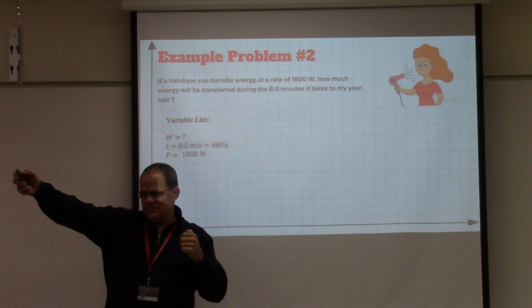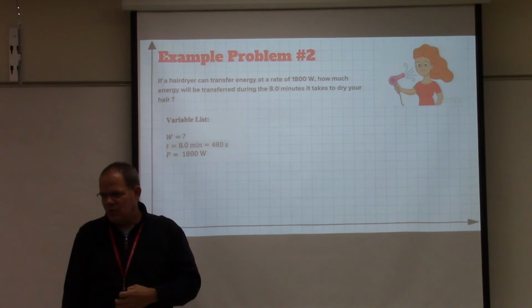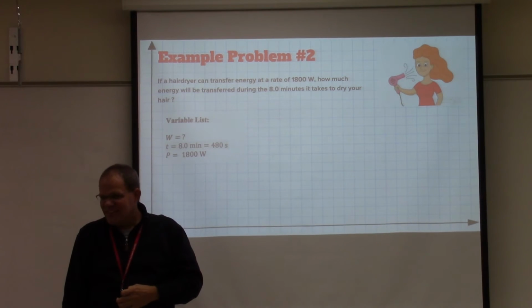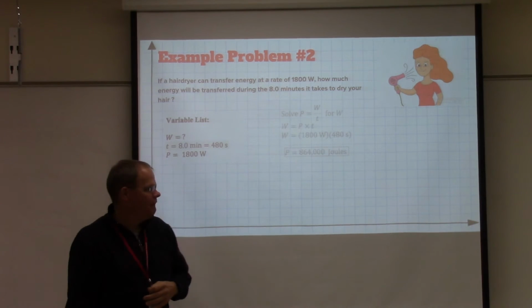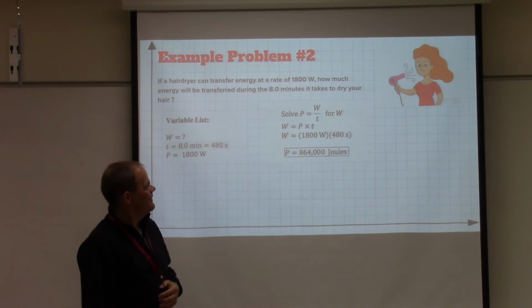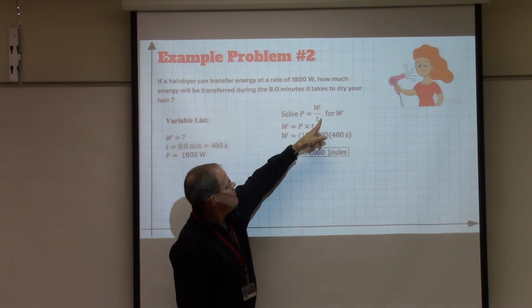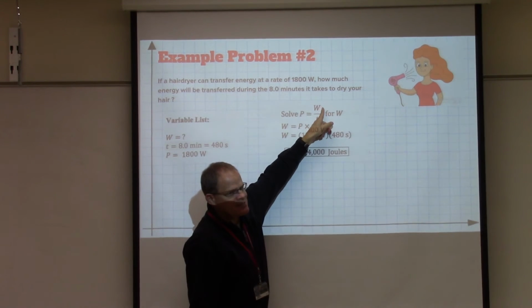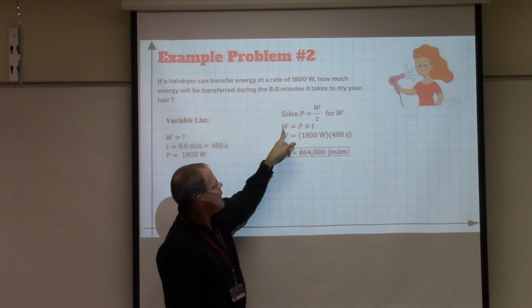Got it, Chris? What do you got? 3.75. What? 3.75. Yeah, 14,400. I got 864,000. That's what I got. If the power is the work over the time, then to get the work by itself, you gotta multiply both sides by t. The power times the time is the work.